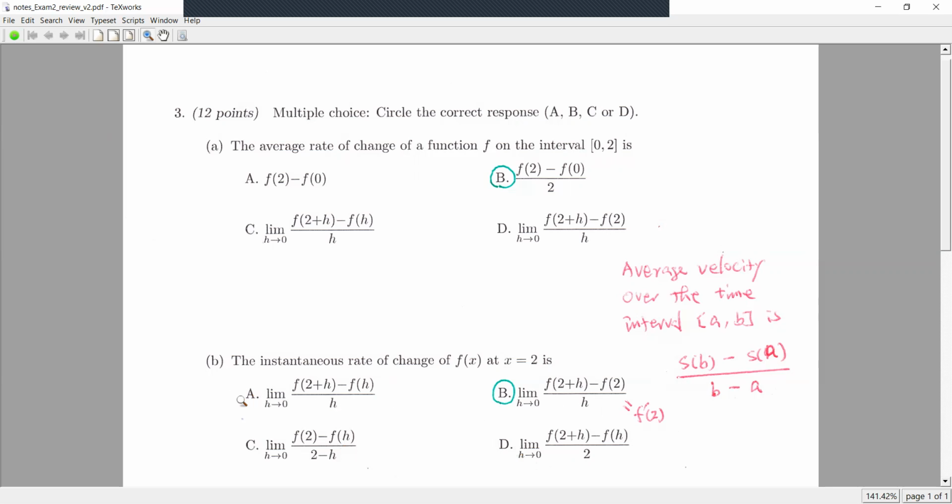The limit in A here should be 2. The limit in C, here h should approach 0 rather than approach 2. The limit in D here should be 2, and the bottom should be h. So the answer is B.